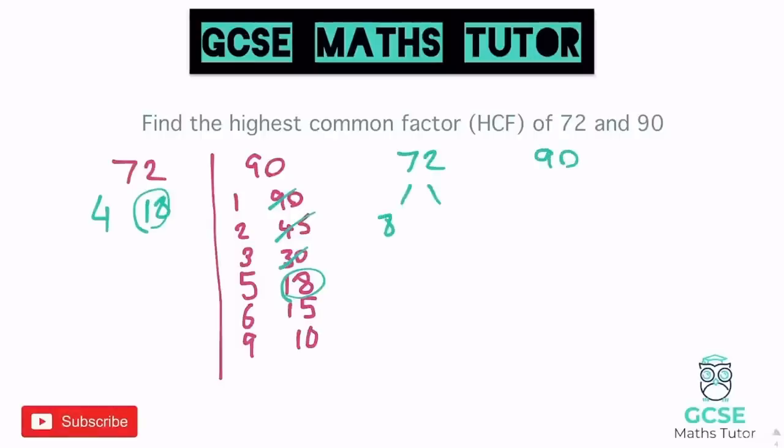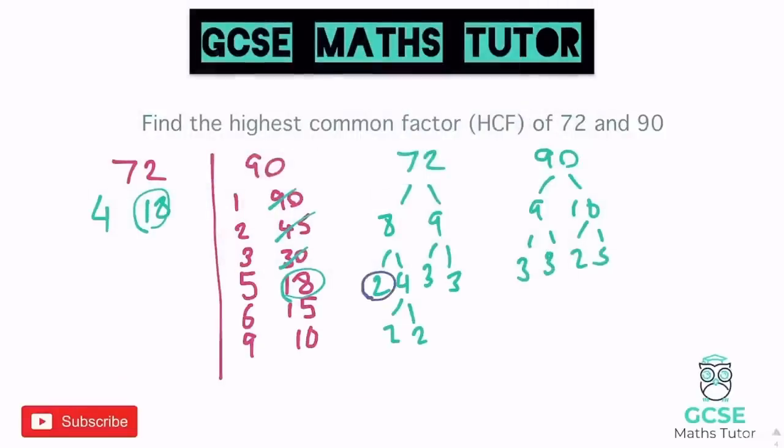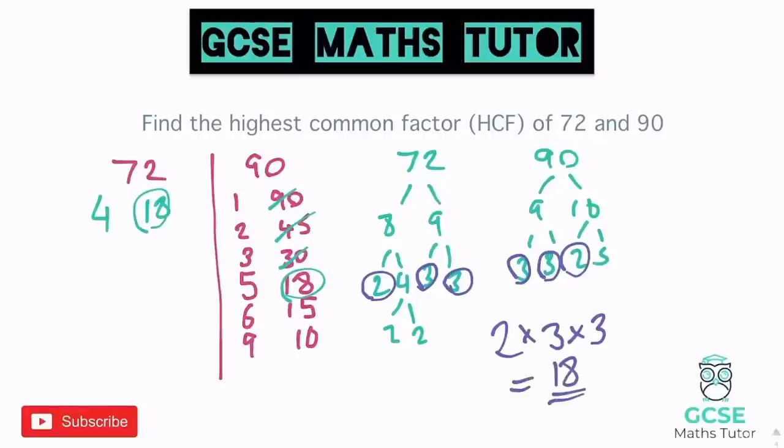Do their prime factors, so 8 and 9, 3 and 3, 2 and 4, 2 and 2. 90 is 9 and 10. And then we have 3, 3, 2 and 5. And we can have a look at what's in both. So they both have a 2. They both have a 3, so times 3. They both have another 3. And that's all that they share. 2 times 3 is 6, times 3 again is 18. So we can get our highest common factor using our prime factor method as well.